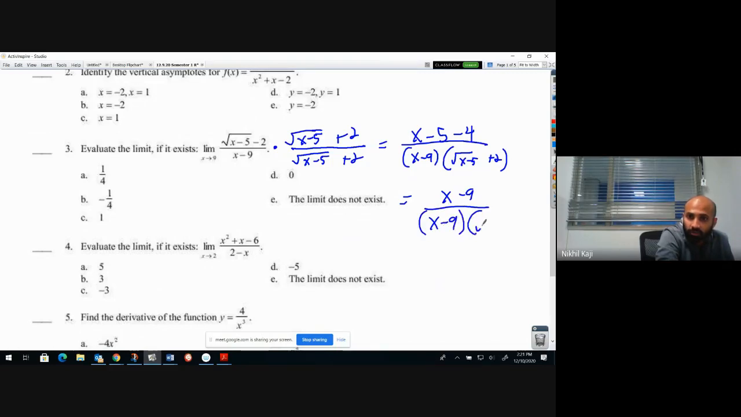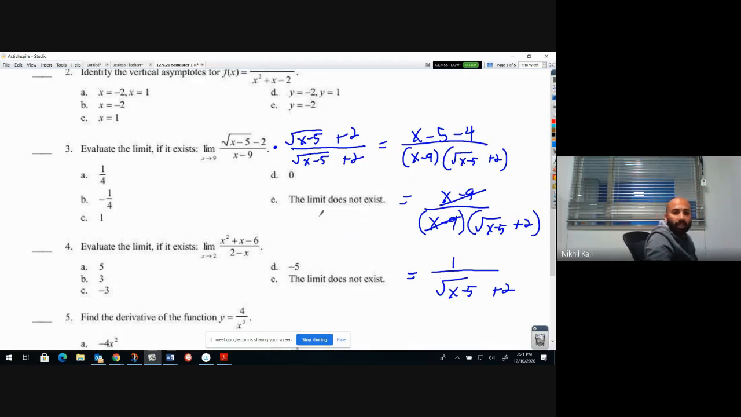I'm just writing it to show y'all where I am. So now I'm left with, don't forget about the 1 on top. All right. So now we can plug in the 9, because the x minus 9 was the issue and that got canceled out. So now we just plug that in and we get our answer, which is 1/4.